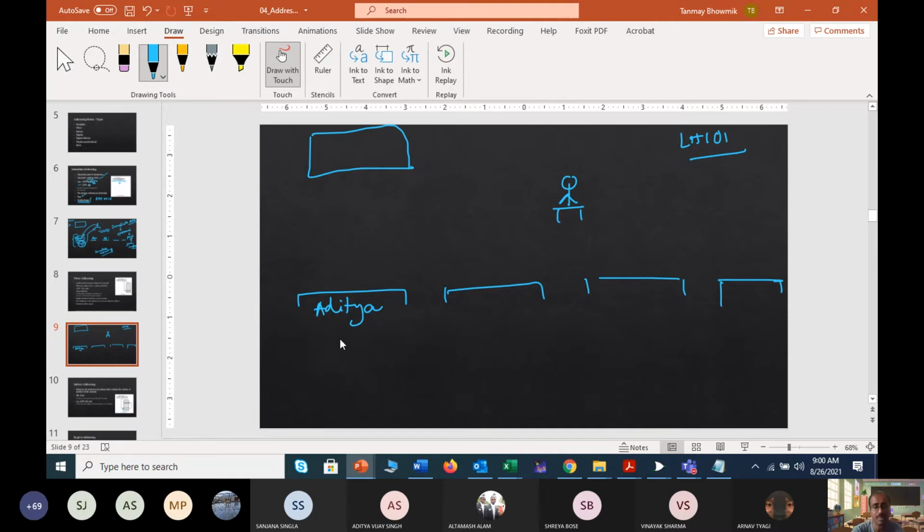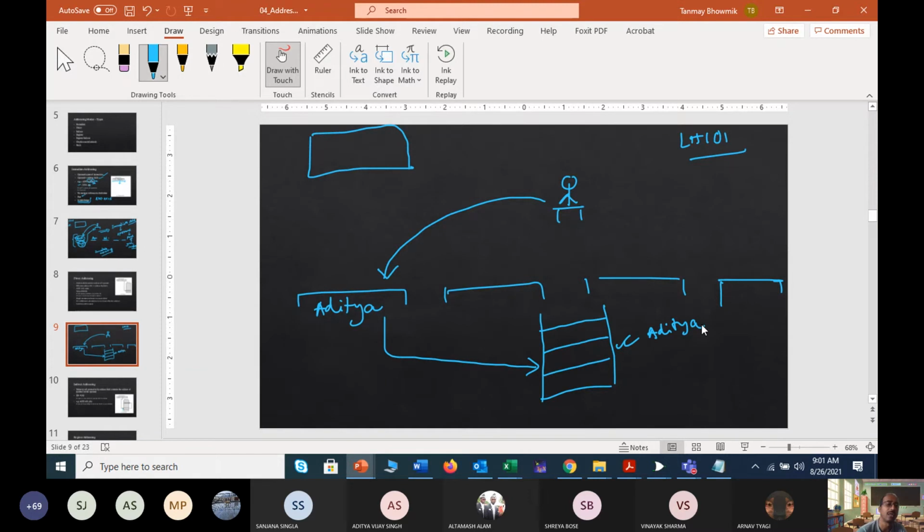So what is actually happening? I am instructing Aditya, or asking Aditya, for some data. Aditya is searching for this data in another location. And which is this location? His hostel room. Different rooms are there. Maybe this room is allocated to Aditya. So what will Aditya do?